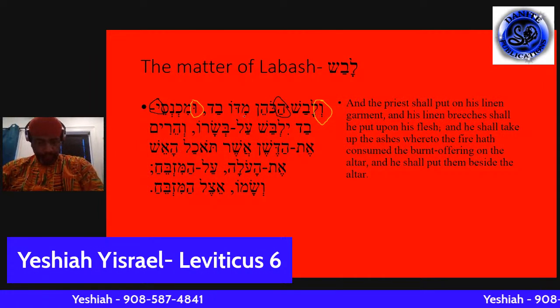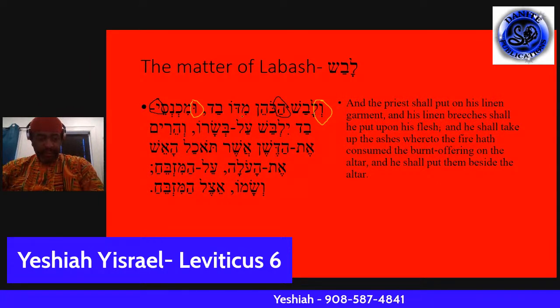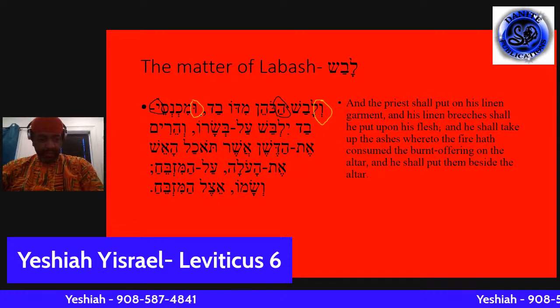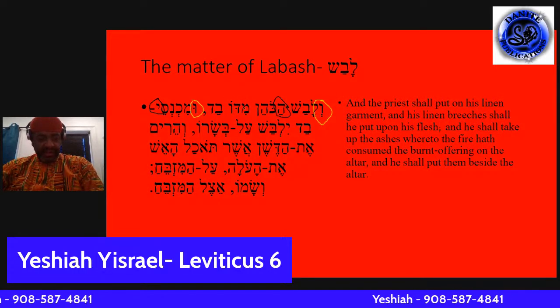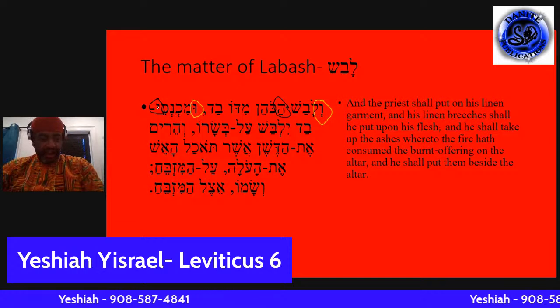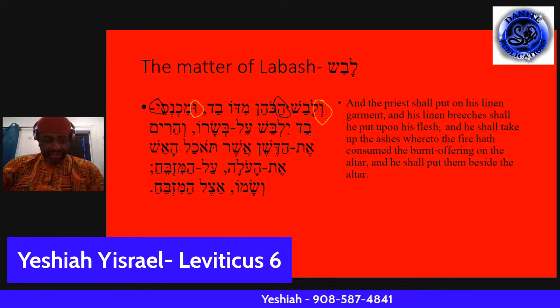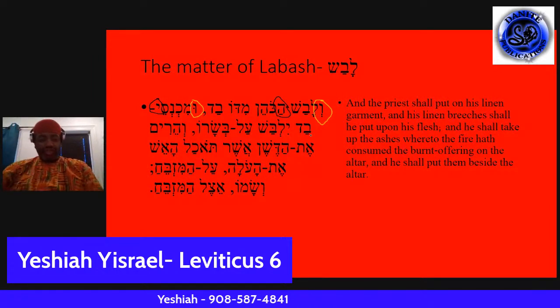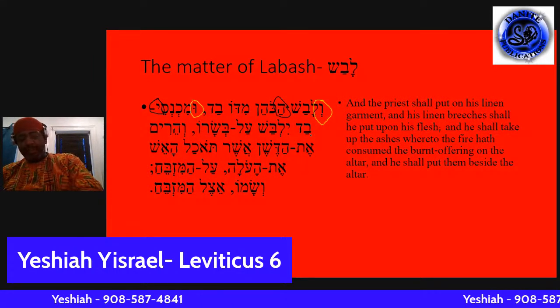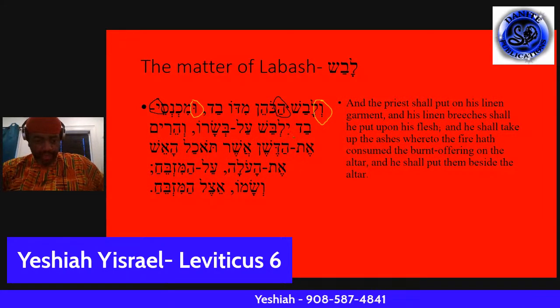Mido bad. Of him, that which is of his linen vestments. The linen that is of his vestments. Umikhnesei bad, and the breeches of linen. And brothers and sisters, breeches is an old term for shorts, or short pants, if we will.